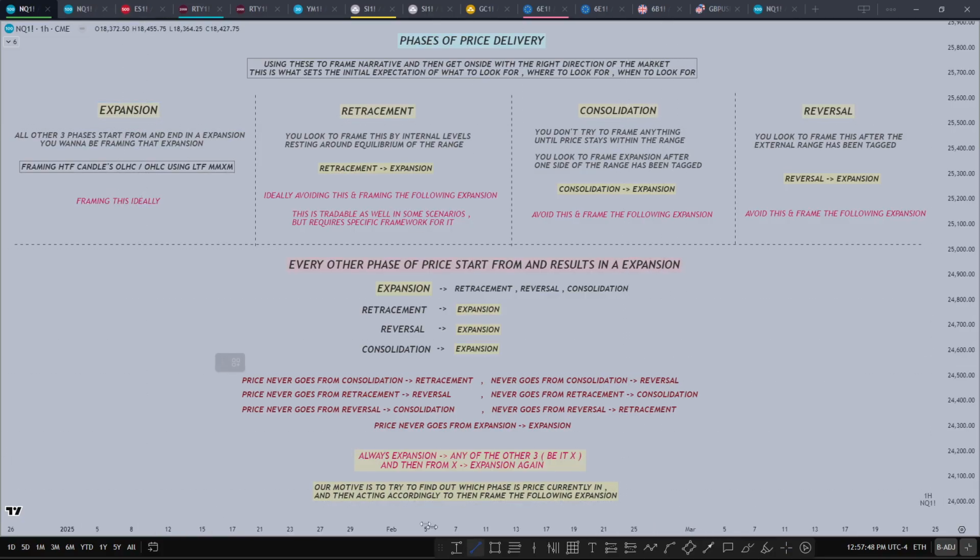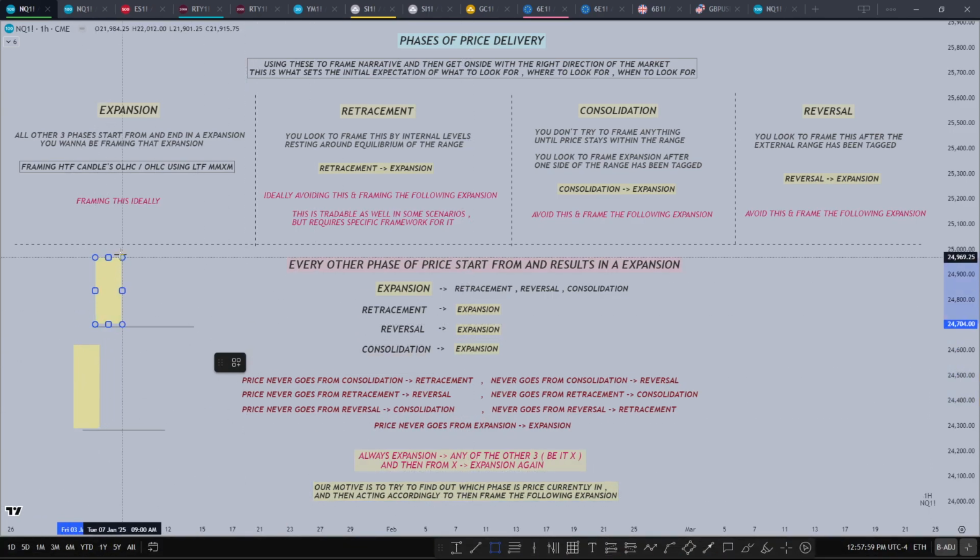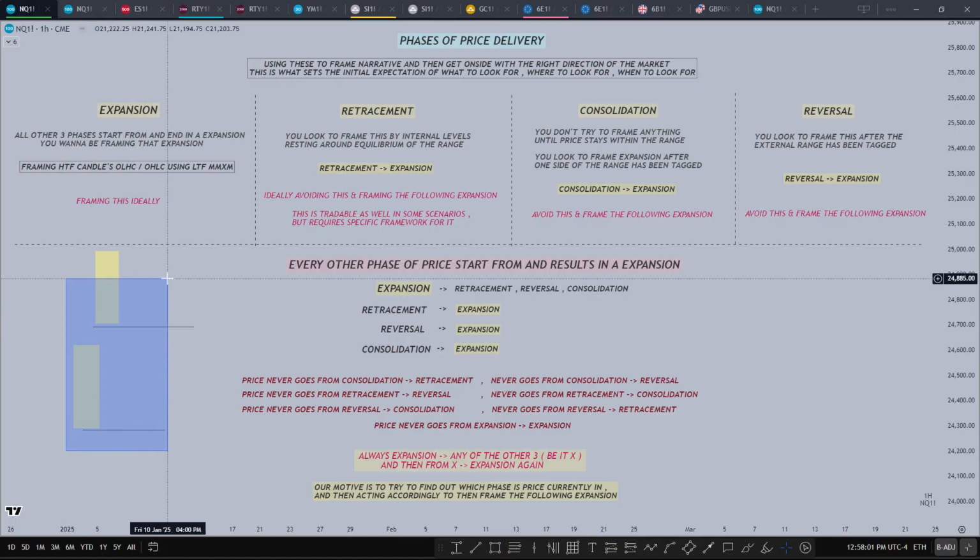That is my model basically: framing high time frame candles, expanding towards the draw, framing low time frame, examine it, open low high close, open low high close, open low high close.